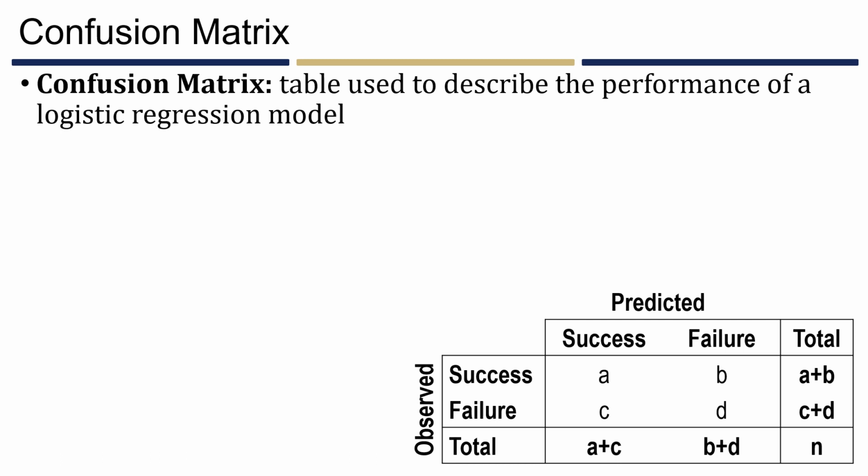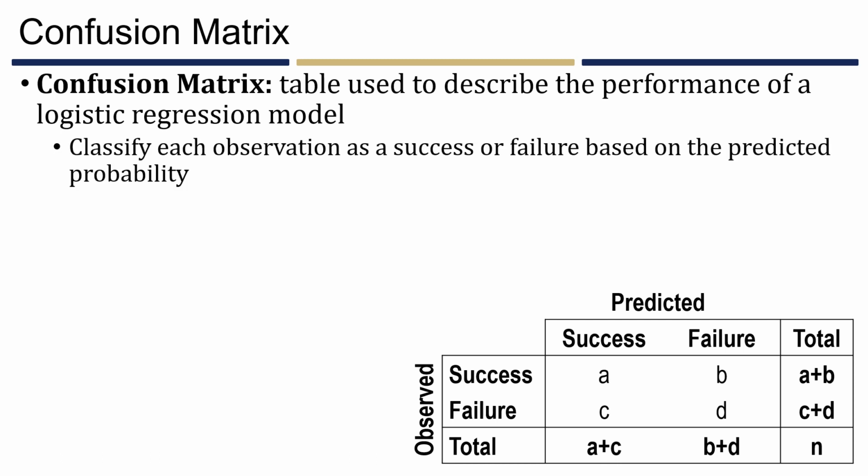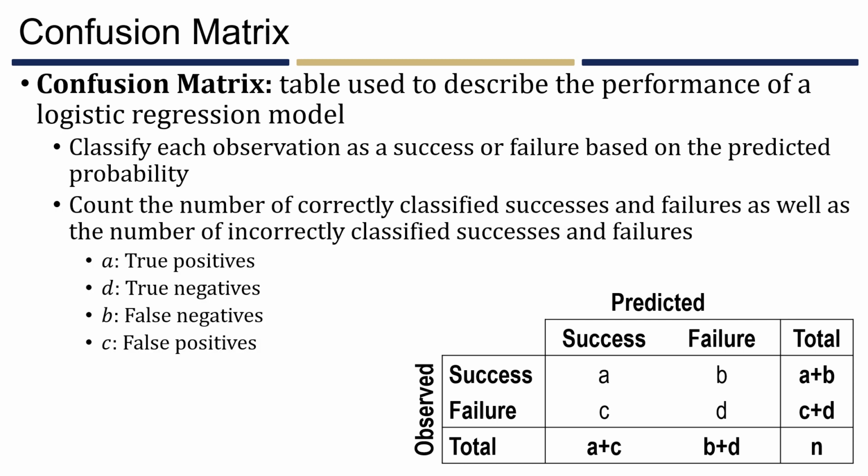One way that we can organize the results and describe the performance of a logistic regression model is through a confusion matrix. What we first do is classify each observation as a success or failure based on the predicted probability. The confusion matrix, which is the 2x2 table you see down in the bottom right, compares the actual response against the predicted category. Now, to fill in the confusion matrix, we count the number of correctly classified successes and failures, along with the number of incorrectly classified successes and failures.